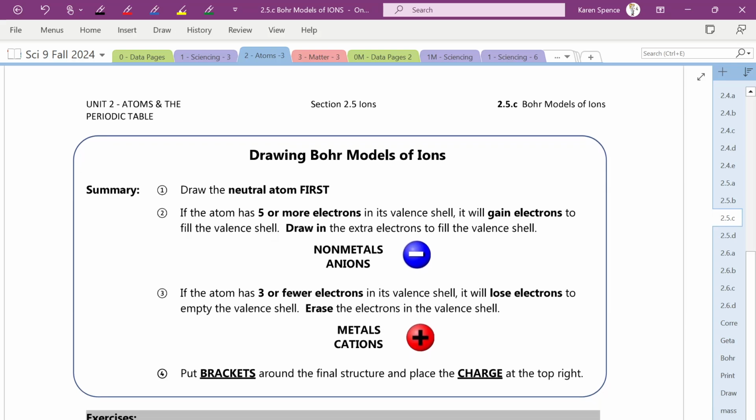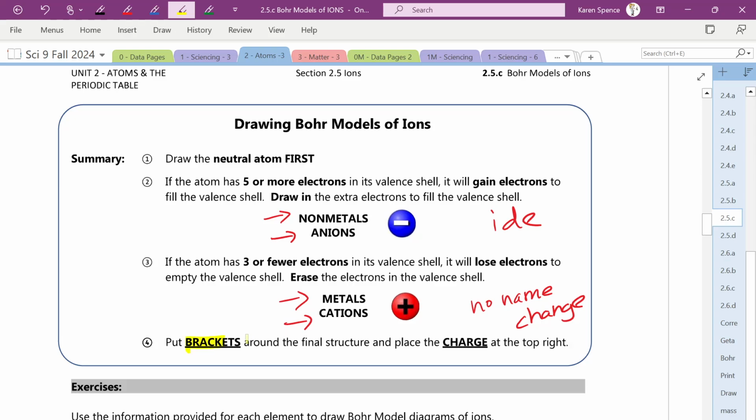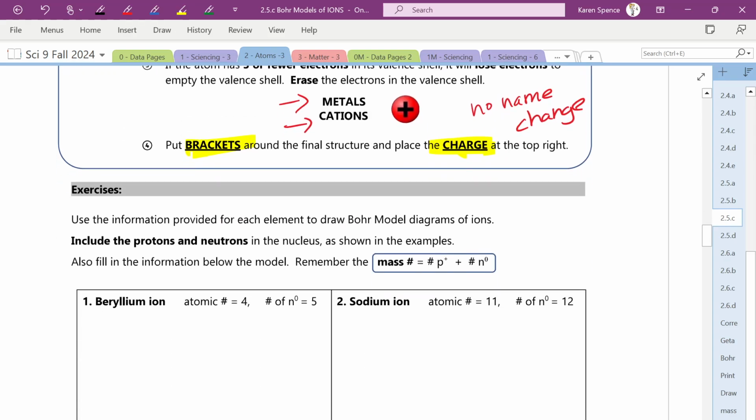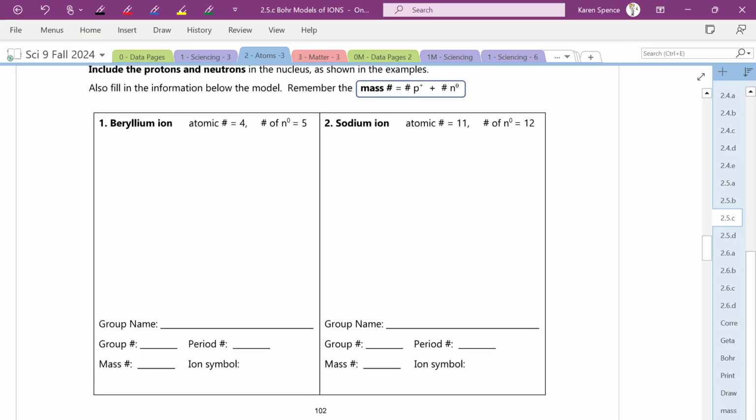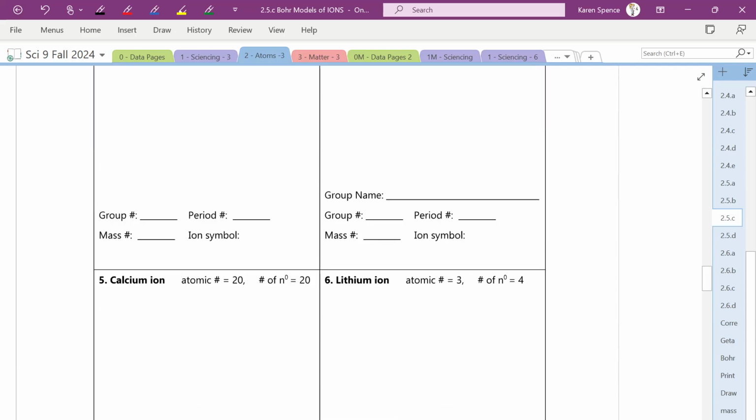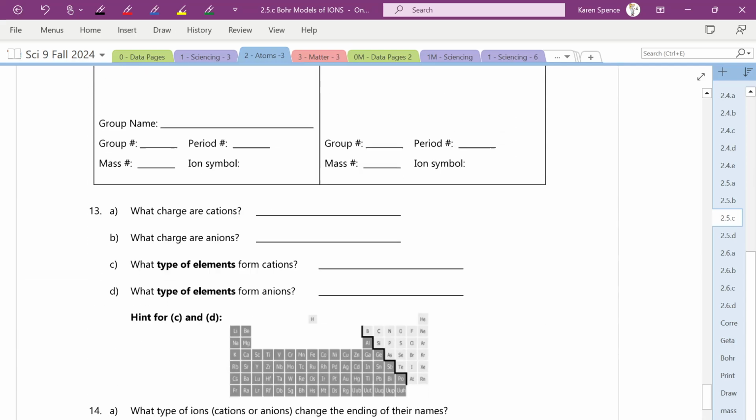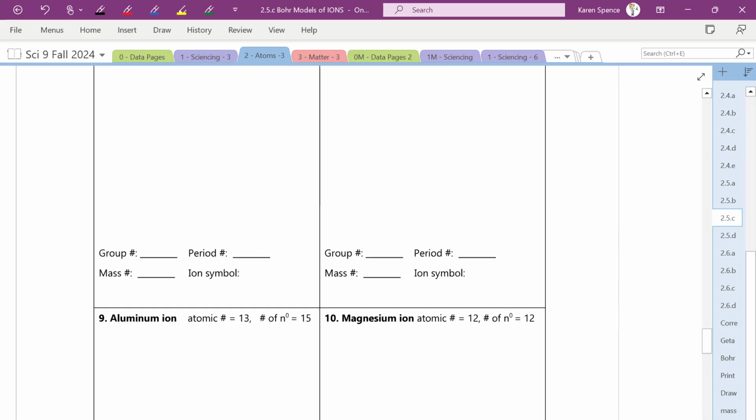Draw the neutral atom first. Nonmetals form anions, and the name changes to -ide. Metals form cations, no name change. And don't forget to put your brackets and the charge at the top right. So what you're going to do is go through here and practice. This is pages 102, 103, 104, 105.